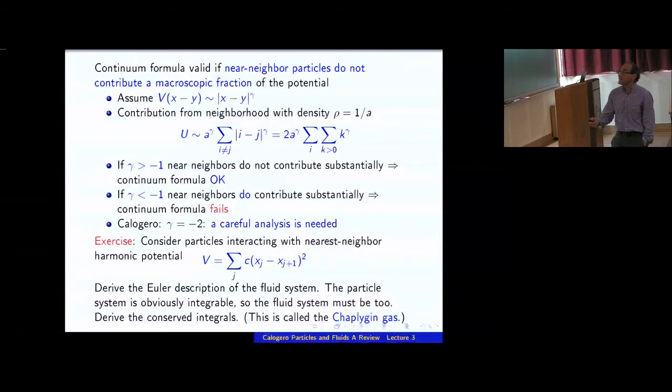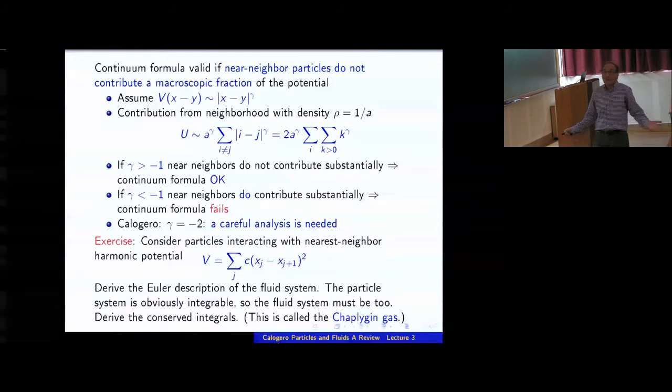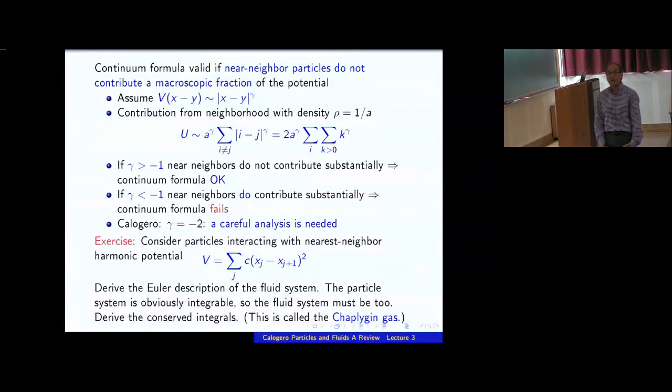Consider particles interacting with nearest neighbor harmonic potentials of this form. So that's the interaction of those particles. Derive the Euler description of the fluid system according to what I told you. This is a sum of harmonic oscillators. It's not permutation symmetric, but it's still harmonic oscillators. So it's obviously solvable and integrable. Therefore, the fluid mechanical system must be too, although it won't be obvious by the form that you get. Nevertheless, try and derive the conserved integrals of that fluid mechanical system, knowing that this is integrable.